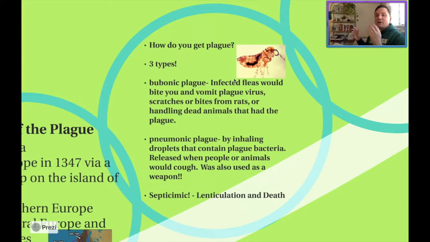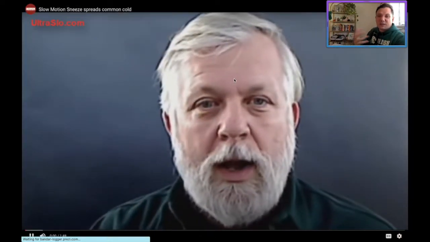Now, we also need to understand there's one last type of the plague, septicemic plague. Now, septicemic plague is the worst version of it. Now, septicemic plague is when your symptoms have advanced so badly to the point that you're going to die. And it's actually the one known as the Black Death more than anything else.